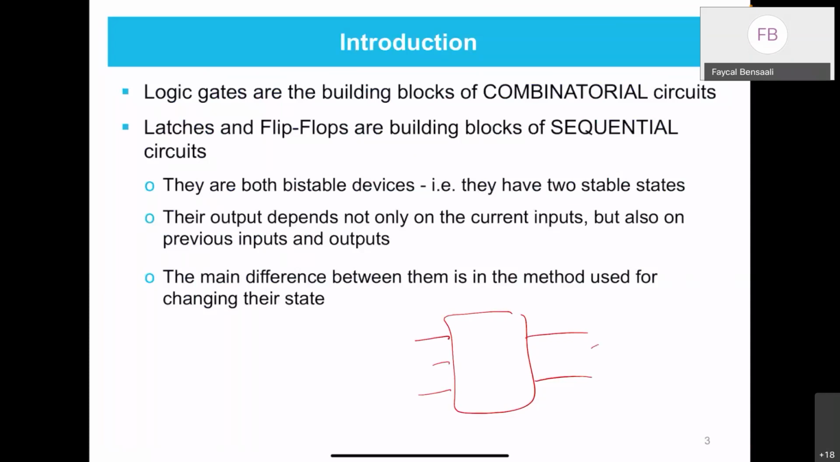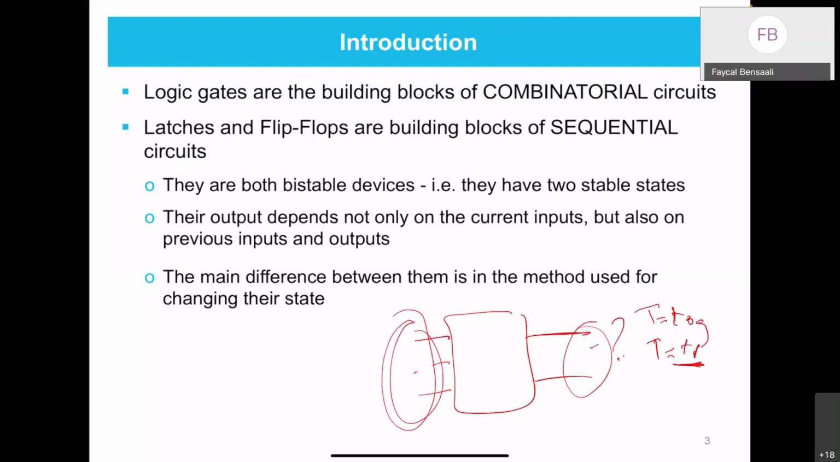And then the output will depend on the inputs and the history of the output. So what was the output before? At time t equal to t0, we have an output. At t equal to t1, the new output will depend on this previous output as well, plus the inputs.